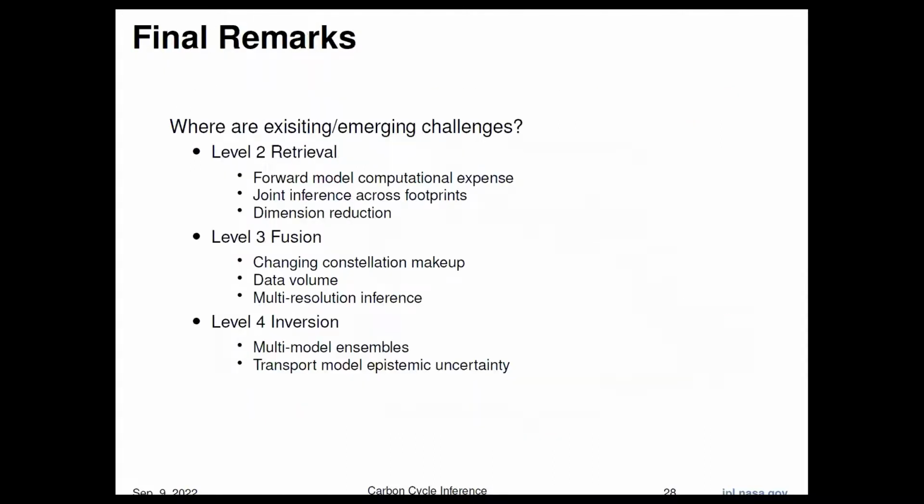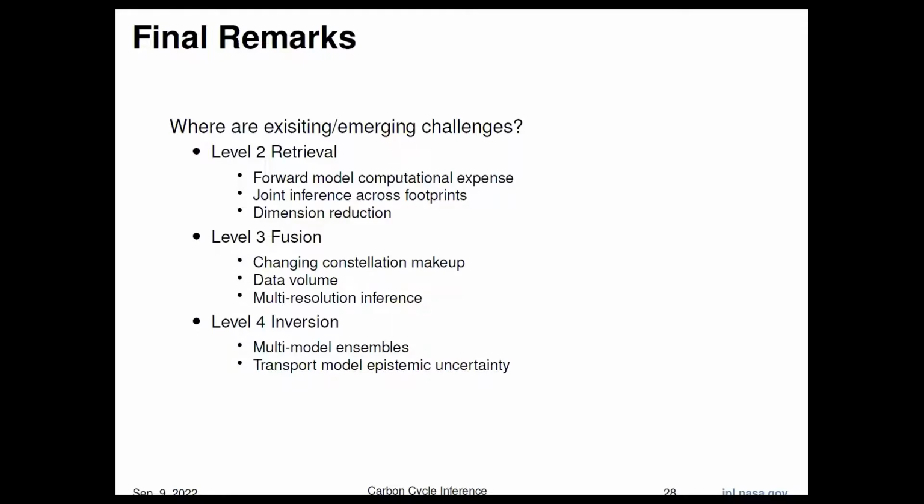Okay, so I'll just make a couple of final remarks here. Just a few thoughts on some existing and emerging challenges. I think on the level 2, we hit on some of the key aspects already in the discussion, and in terms of things like data volume, we have to deal with the computational expense of the forward model as well, and this joint inference across the different footprints.